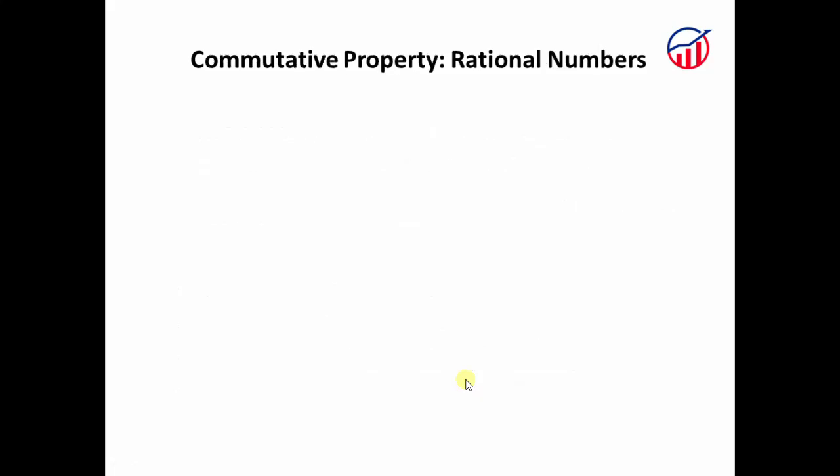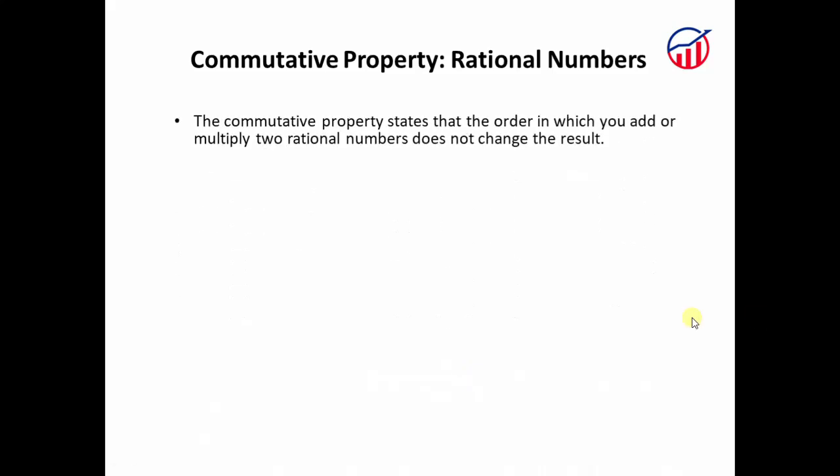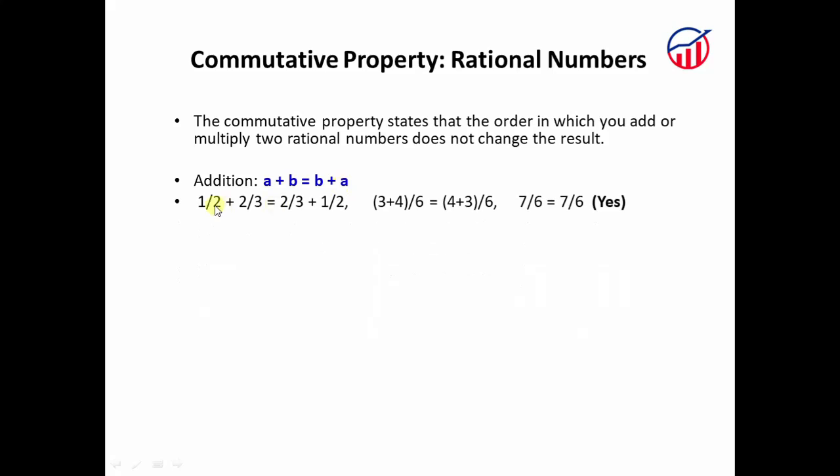Next we move on to the commutative property for rational numbers. What is the commutative property? The commutative property states that the order in which you add or multiply two rational numbers does not change the result. So let's check out the example. So first is addition. a plus b is b plus a. So here is the set of rational numbers we have taken. So you have half plus 2 upon 3, and what you have done is interchanged the order. So you have 2 upon 3 plus half.